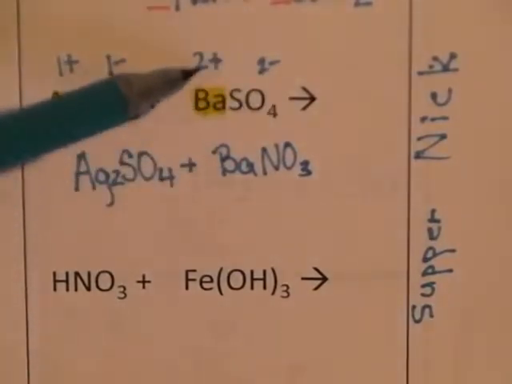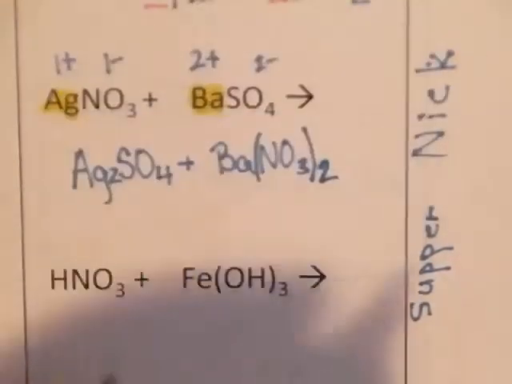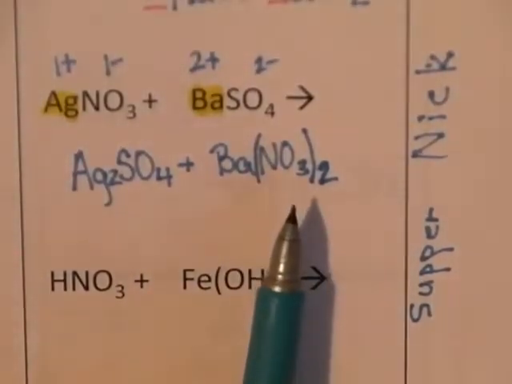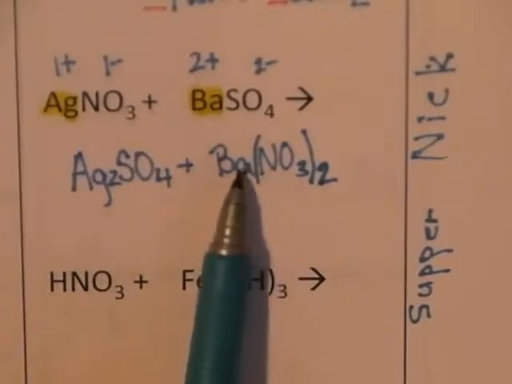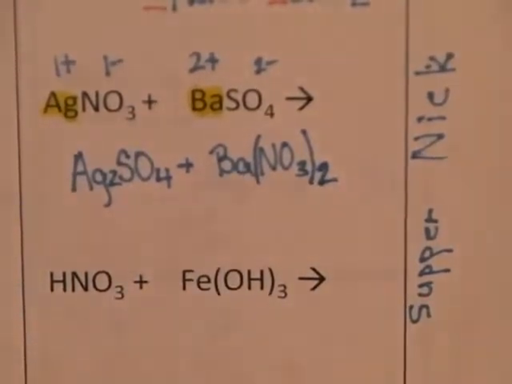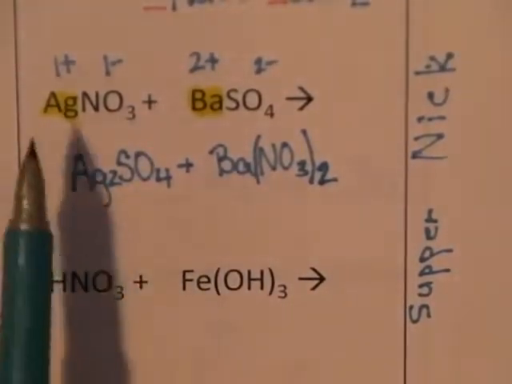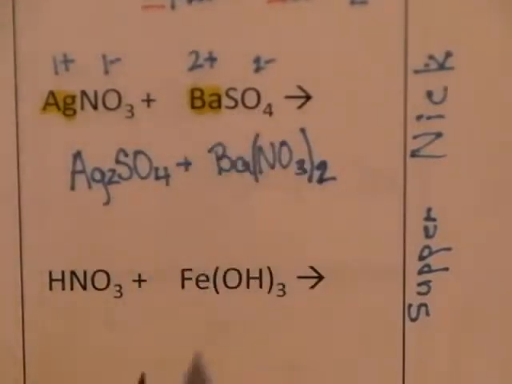So the 2 from the barium crosses to the NO3. Remember, if we're putting a number around a polyatomic ion, it needs parentheses. And then the 1 from the NO3 crosses to the barium, so we write it just like that. Okay, so you've got AgNO3 plus BaSO4.